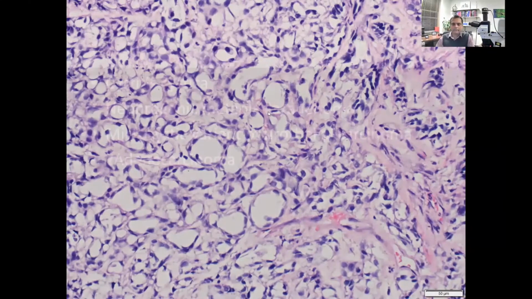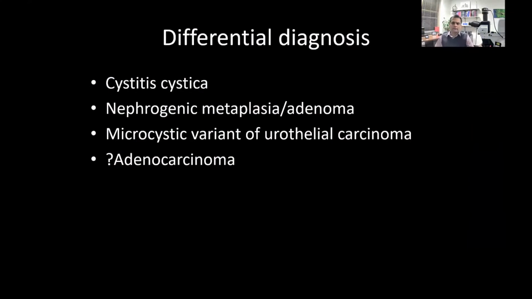So at this point, just with these 3 or 4 morphologic images, the things that you might want to consider in the differential diagnosis is a very unusual case of cystitis cystica. And of course, you might want to consider a possibility of nephrogenic metaplasia or nephrogenic adenoma. And then if it's malignant, you want to think of this unusual variant of urothelial carcinoma called microcystic variant.